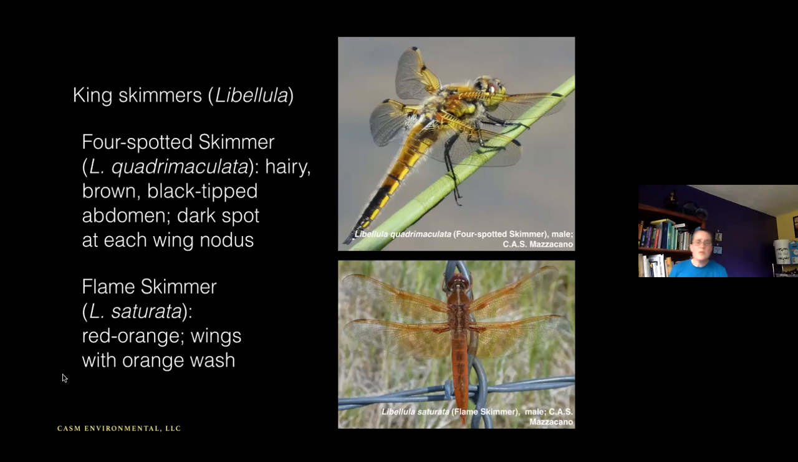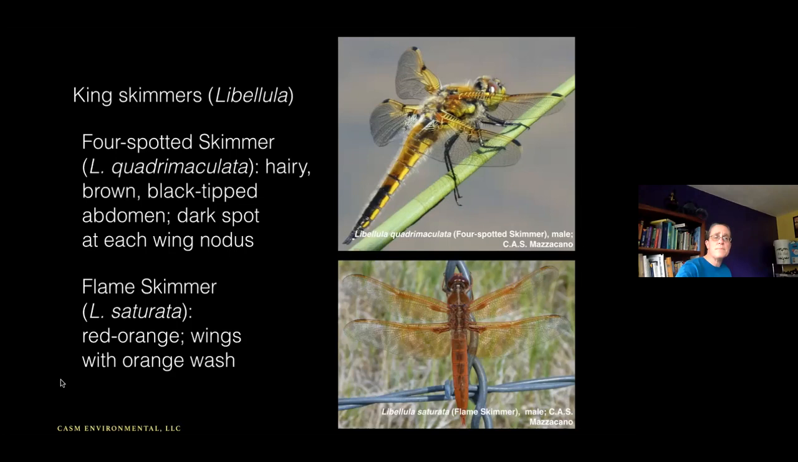And the flame skimmer is a lovely kind of orangey colored dragonfly. It doesn't have any of that pruinosity or anything, but there's a really pretty kind of ambery orange wash or flush on the wings, especially closer to where they join the body. This has become a fairly common dragonfly to see at a lot of our different sites.